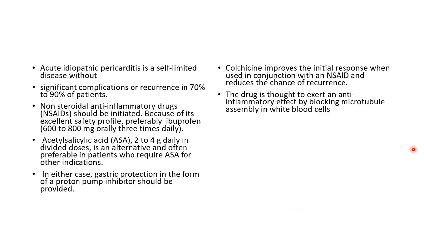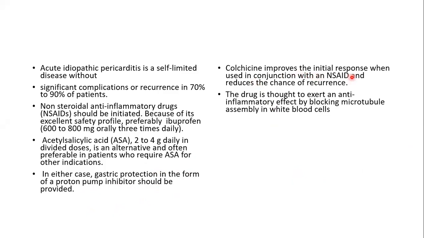Sorry, acute idiopathic pericarditis is a self-limited disease without significant complication or recurrence in 70 to 90% of patients, and NSAID should be initiated because of its excellent safety profile. For ibuprofen, we go as high as 600 to 800 milligrams orally 3 times a day. Then salicylic acid can also be given up to 2 to 4 grams daily in divided doses. So like I said initially, a proton pump inhibitor should also be given to this patient for gastric protection.